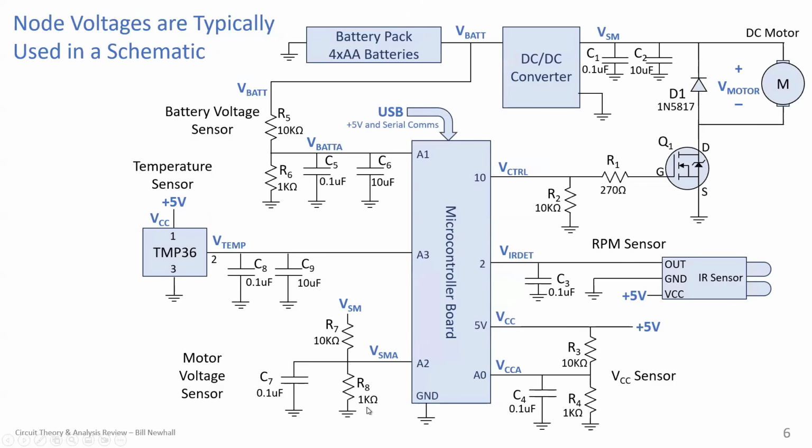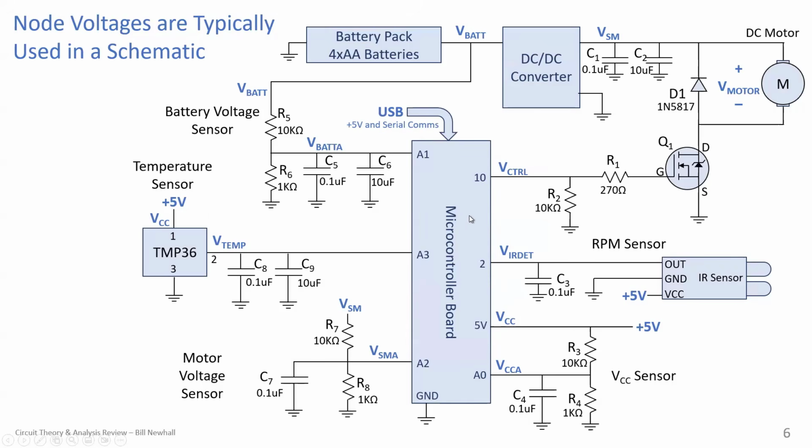Looking at a schematic, here's the schematic of your project. You're going to be building this throughout the semester. Here's the microcontroller board just drawn as a box. This is that Arduino Uno Wi-Fi board. And then there are other circuits around this.